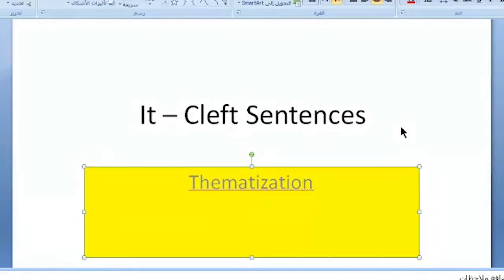And one of these topics is a sentence which is called a cleft sentence or it-cleft sentence. You know that cleft sentences are of two types in English. We have it-cleft and Wh-cleft. If you have gone through the chapter, you will see these two types. In this type of sentence, which is it-cleft, the focus is on thematization.